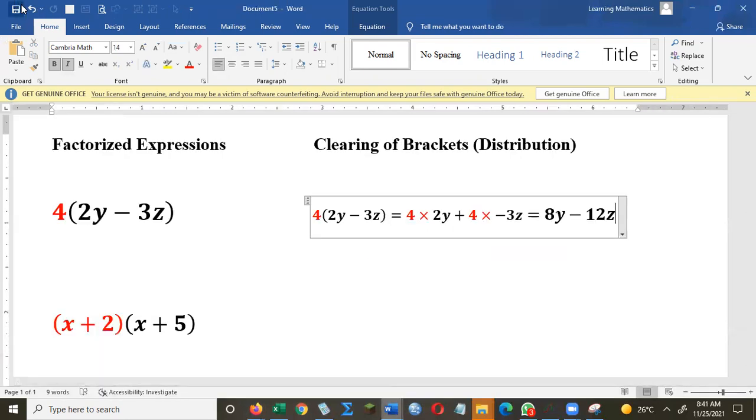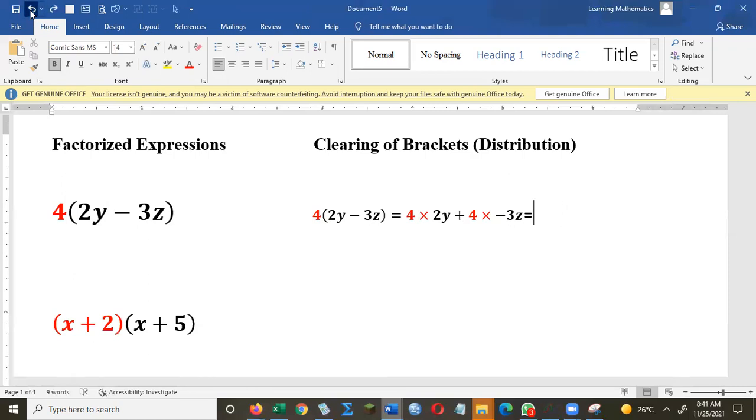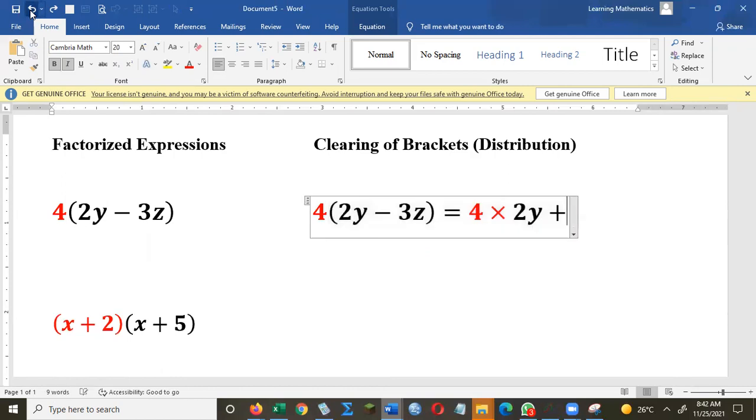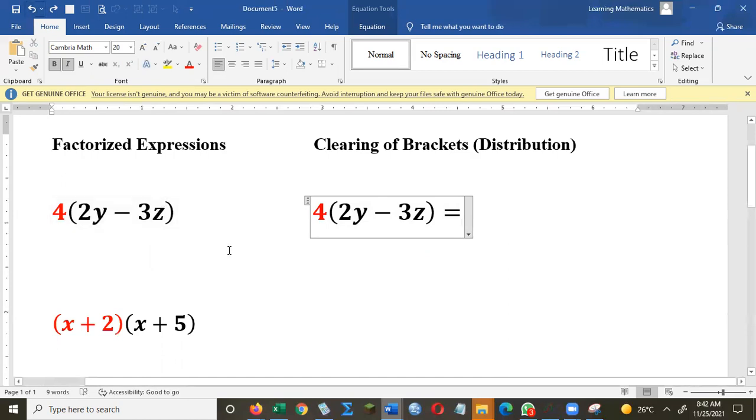Okay. So let's go over that again. All right. We have to multiply by the factor that is outside in order to get back how it was before. That 4 has to multiply to 2y.